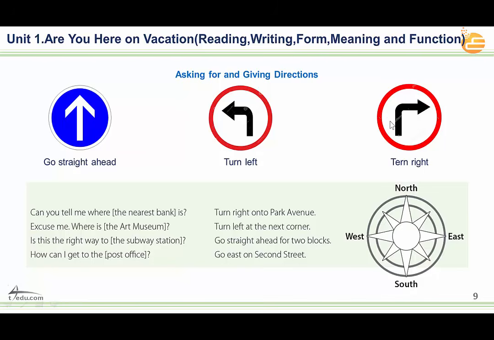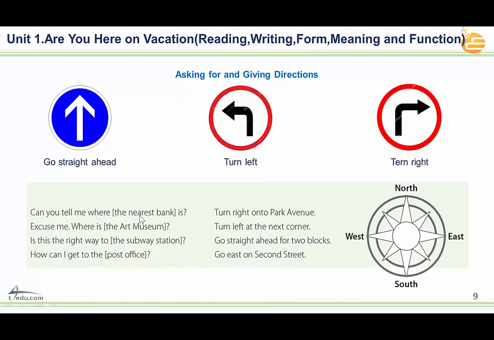So, if you want to give someone directions, most of the time you have to use these three, or one of them, maybe two of them. Okay, let's take some examples of asking and giving directions. Question number one: Can you tell me where the nearest bank is? Okay, so you can ask in this way.